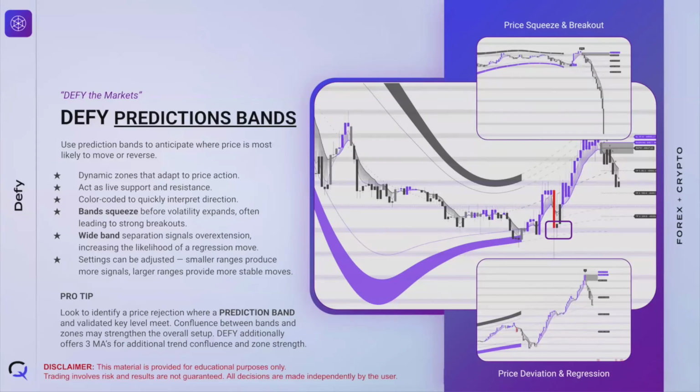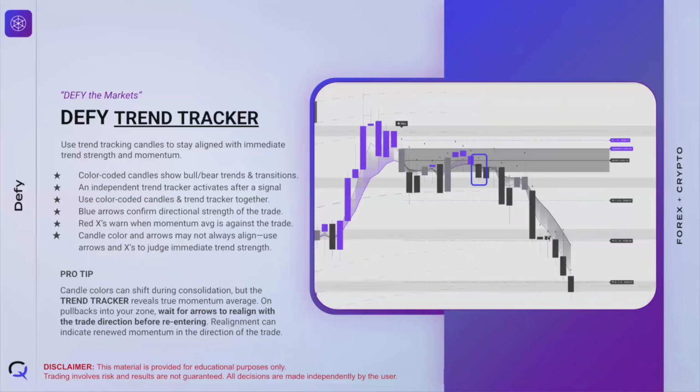And DeFi also offers additionally 3 moving averages for additional trend confluence and zone strength. And you will start to see these things coming in. But just remember, use your bands and use your key levels in tandem, in confluence. You want to be able to see a push and a rejection when both of them are meeting up. That's the most important part of the prediction bands.